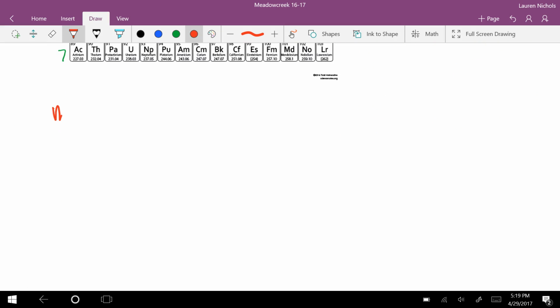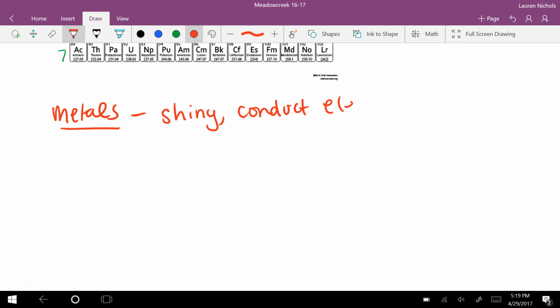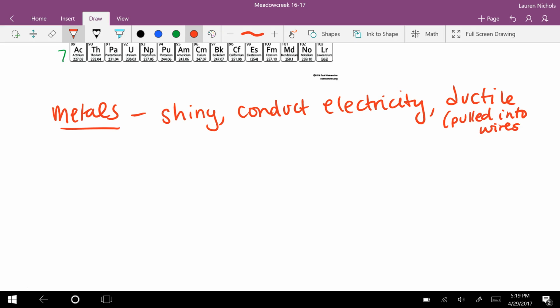Metals are going to be shiny. They conduct electricity. They are ductile, and this means that they can be pulled into wires, which makes sense because most of the wiring in our TVs and all of our electronics in our houses is made of copper, and copper is a metal. They're malleable, meaning they can be shaped. So, shiny, conduct electricity, ductile, malleable. Those are the big ones.